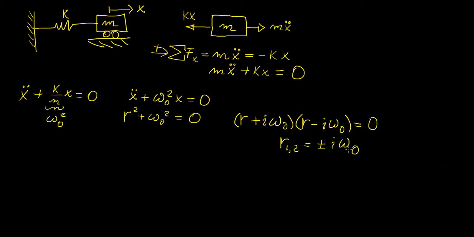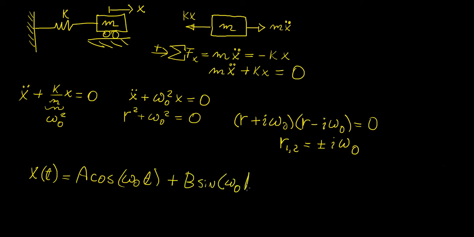Now we know from the general theory of differential equations that whenever we have complex roots on our homogeneous second order differential equation, that corresponds to a solution of the type e to the real part of this, which is just 0. So in this case we just have the cosine and the sine terms, so a times cosine of omega naught t plus b times sine of omega naught t.